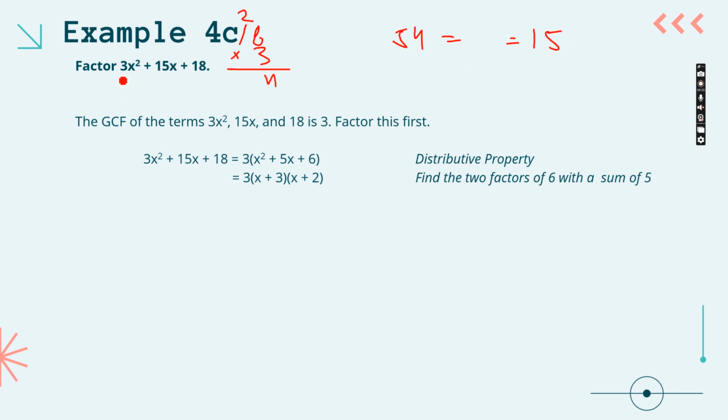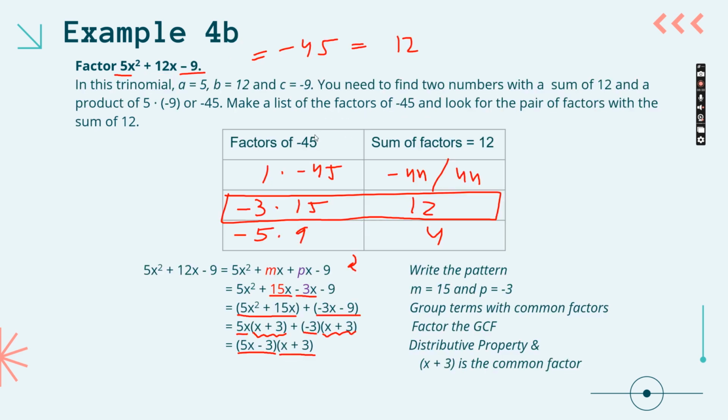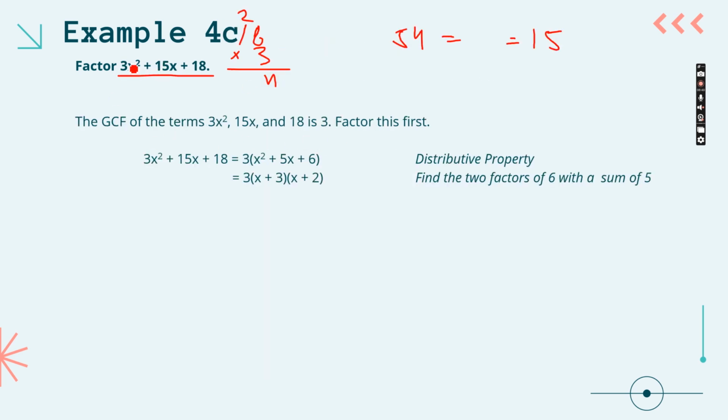But if we just look at the trinomial at first, 3x squared plus 15x plus 18, we notice that there is a factor that we can at least factor out before we even start doing whatever we're doing here, right? So we notice that 3, 15, and 18 are all divisible by 3, so we can actually factor it out first. 3x squared plus 15x plus 18. If we factor out 3, we get 3 times x squared plus 5x plus 6. And then we can do the two factors.